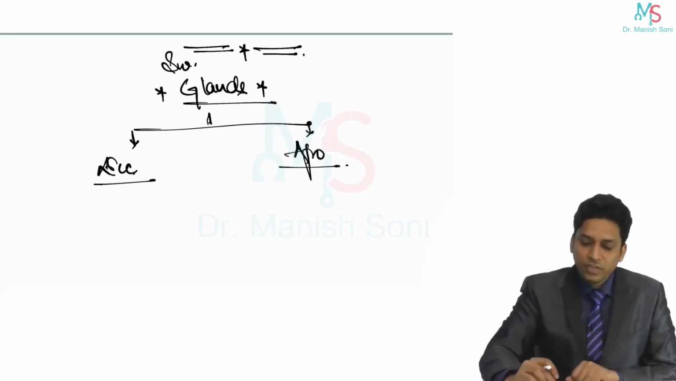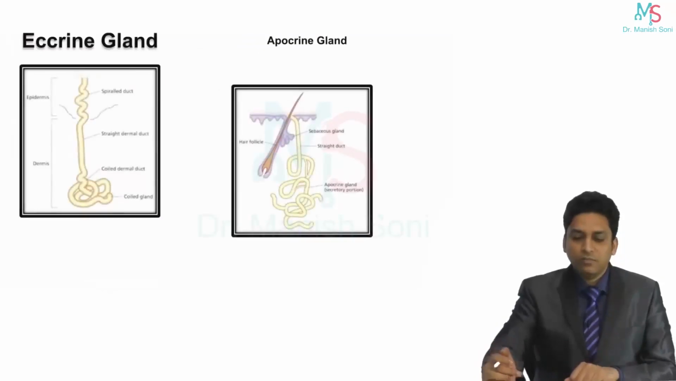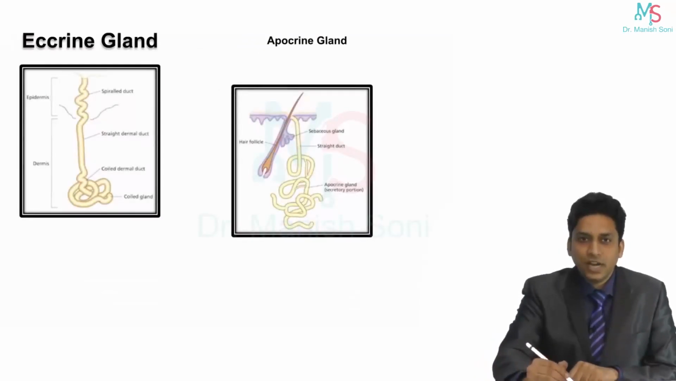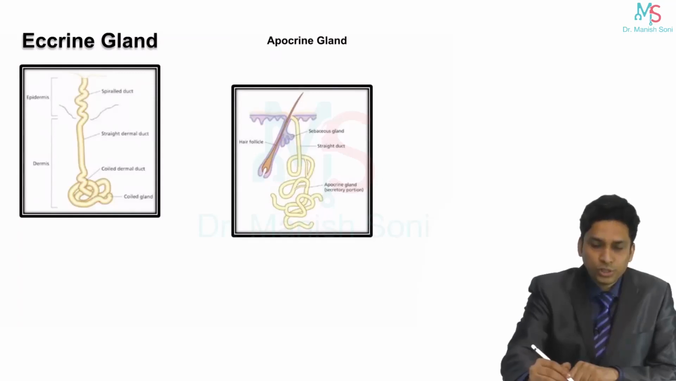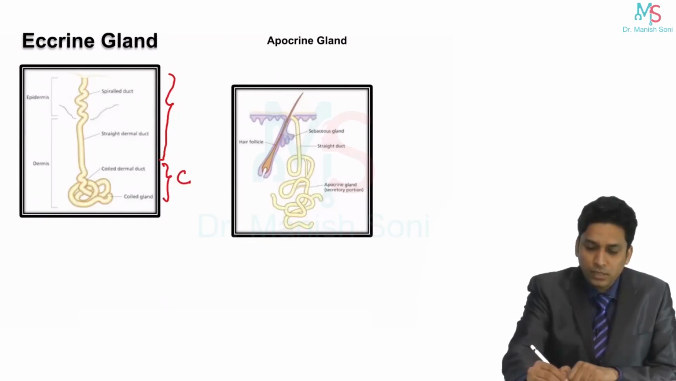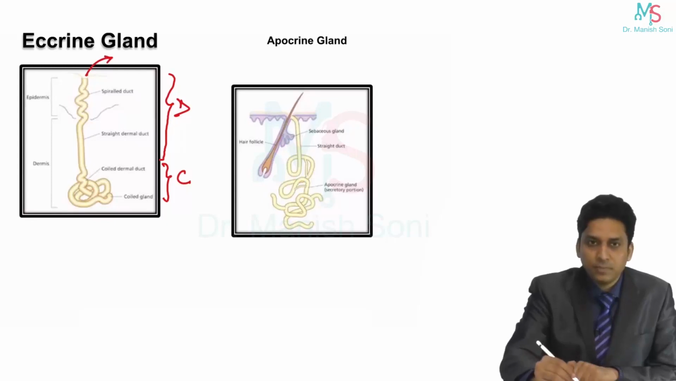If you see the structure of eccrine and apocrine sweat gland, you will find that eccrine sweat gland has two portions. As you can see, this is the duct portion, this is the coil portion. This duct directly opens over the skin surface, and this epidermal portion of the duct is zigzag.